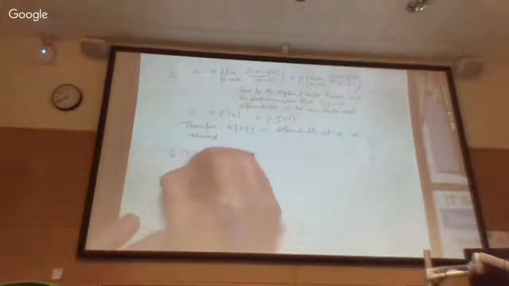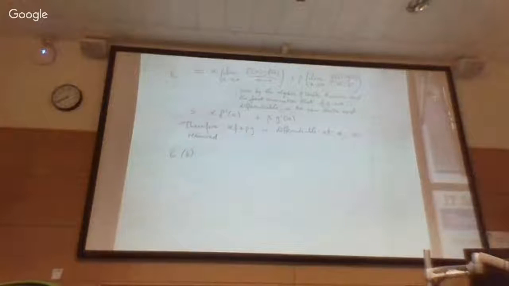We looked at 6 part B. 6 part B is more an application of the concept of the derivative. So you're asked to derive, from the definition of the derivative, what the derivative of the function h(x) equals x cubed is.